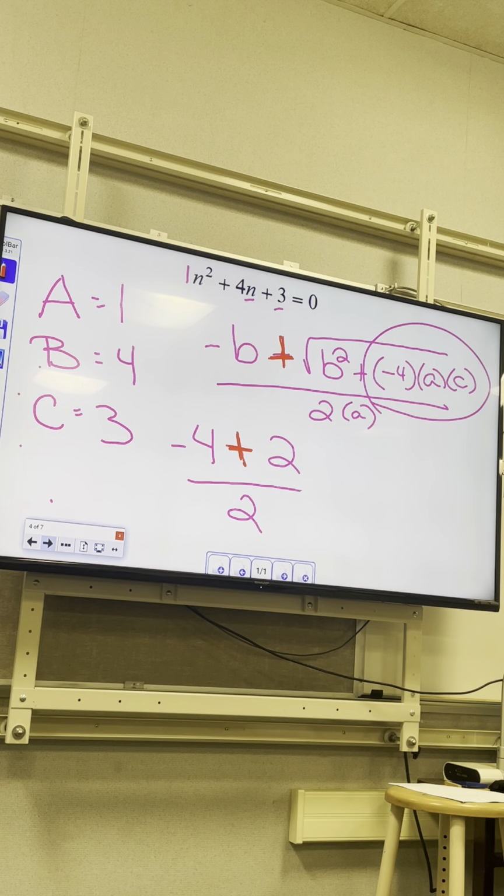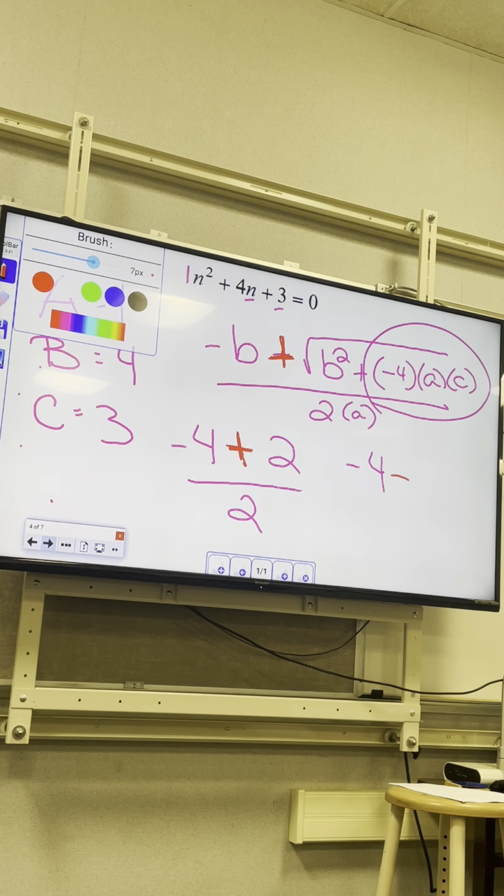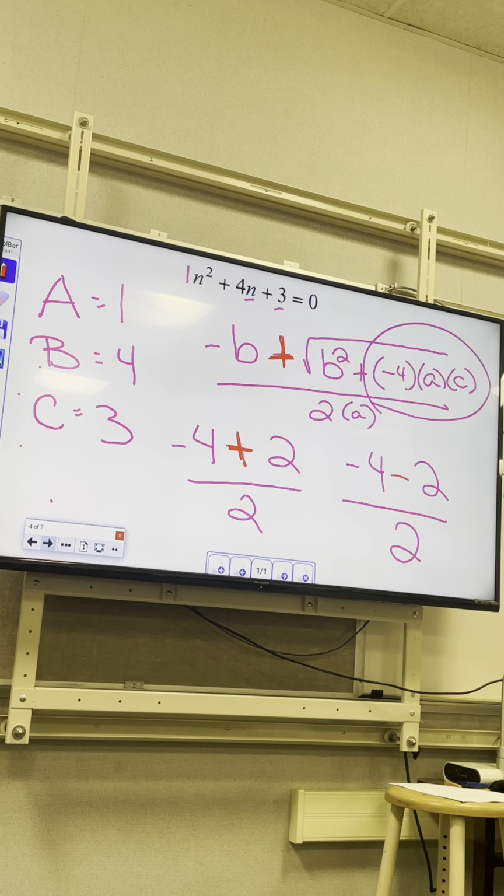So before I go any further, once it's nice and tidy, I'm also going to do -4 minus 2 over 2. Does that make sense? It doesn't give us an answer like plus and minus 7. It gives us 2 really different answers. Do I do it in the beginning? No, it's too confusing. Do I do it at the very end? No, I do it once it's nice and tidy.